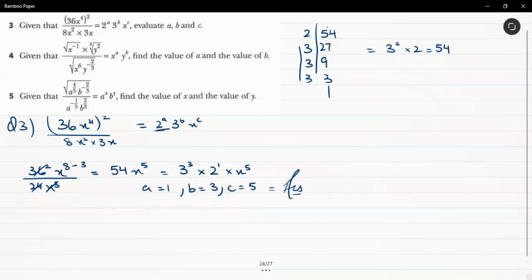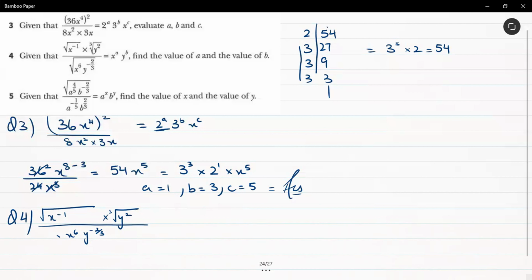For question number 4, we have been given the square root of x to the power -1 multiplied by the cube root of y squared, divided by x to the power 6 y to the power -2/3.